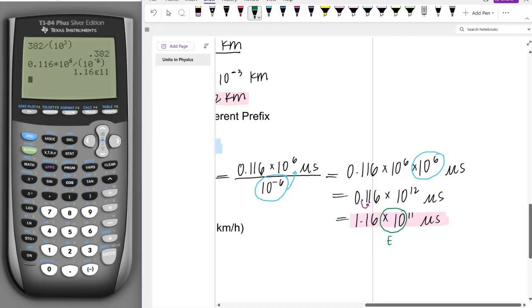So if you need to, make a little note that in your calculator that's going to say capital E, so that you know to write that as times 10 to the power of. You're not going to write E on your final answer on a quiz or test. You're going to write times 10 and then put the power 11.